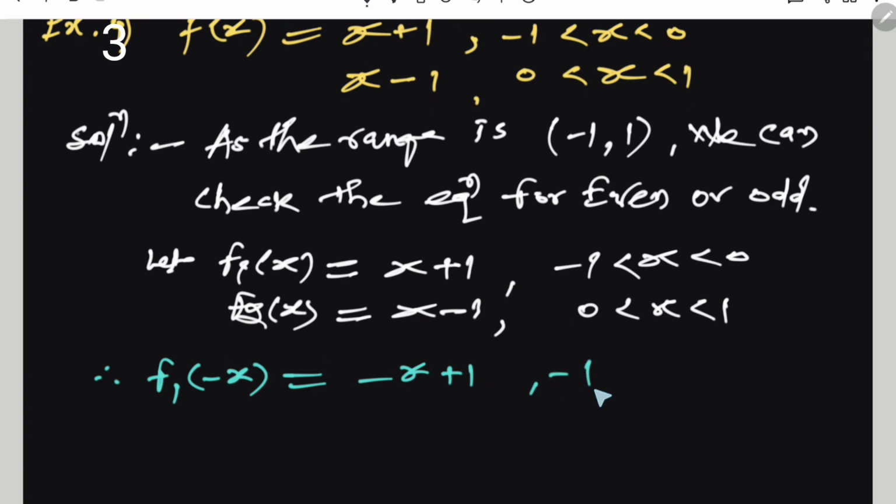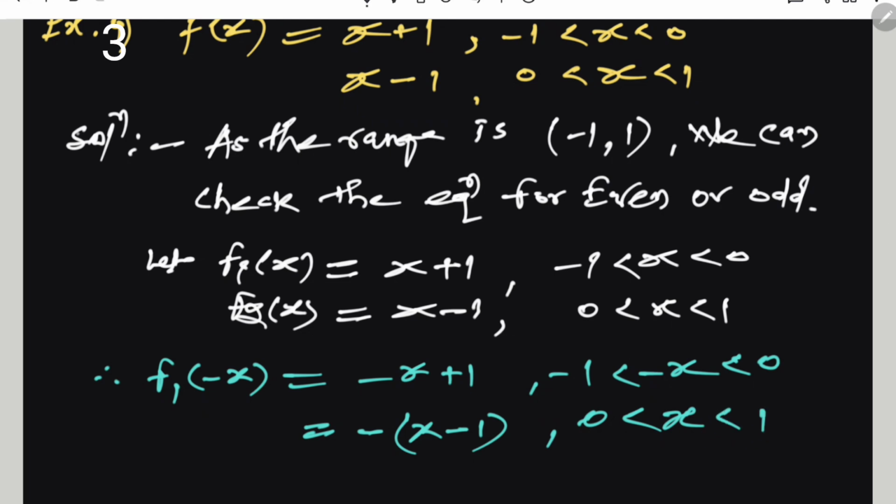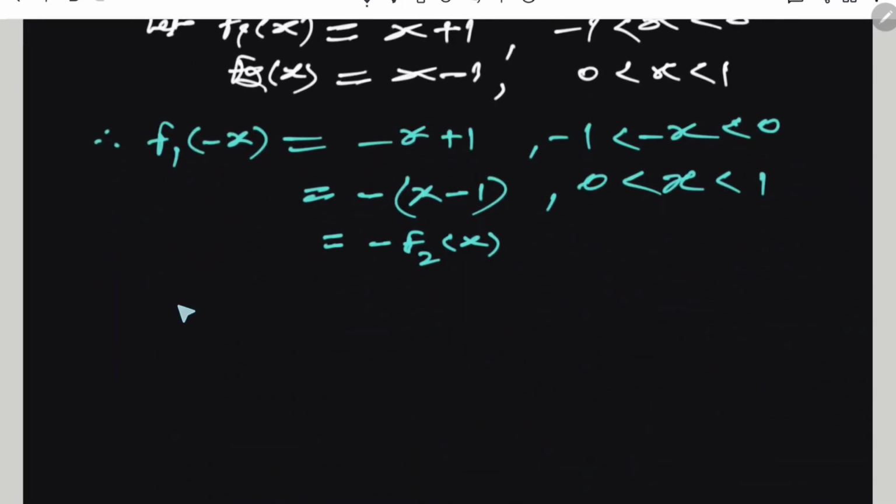Replacing x by minus x in the first, we get minus x plus 1, and in the range we also replace x by minus x: minus 1 less than minus x less than 0. Taking minus common from the two terms, we get minus of (x minus 1), for 0 less than x less than 1, which is nothing but minus of f2 of x.